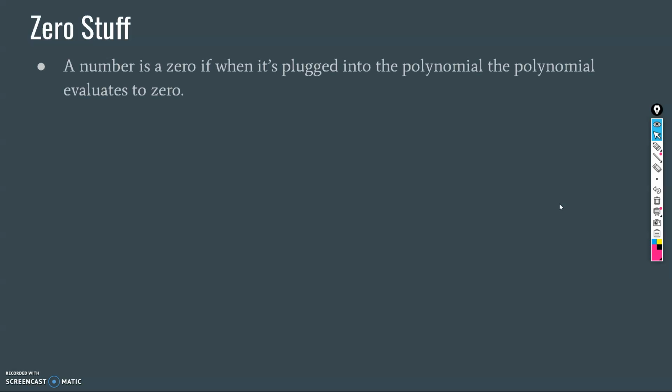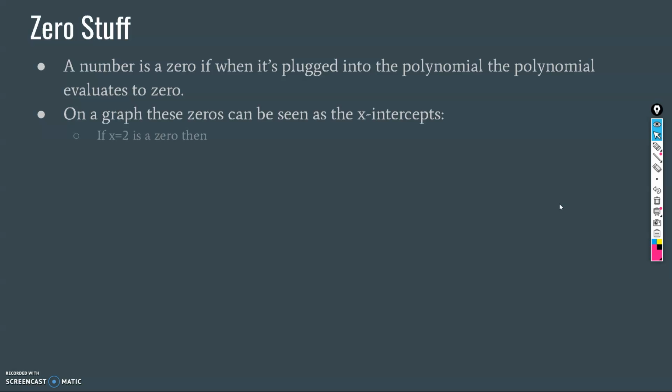As a review, a number is a zero if when it's plugged into the polynomial, for x or y or z or whatever the variable is, the polynomial evaluates to zero. It zeroes out. It equals zero. That means the number you plugged in is a zero. On a graph, these zeros can be seen as x-intercepts. That's why I say this tool is only useful if you don't have access to a graphing calculator, because if you have a graphing calculator, you could graph it, see where the x-intercept is, and then get your zeros that way, at least your real zeros.